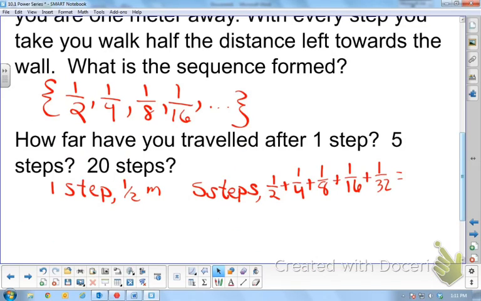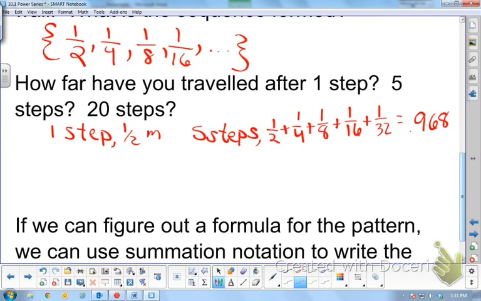Good. So 5 steps, easy enough. What did you guys get for 5 steps? 0.96875. Okay. And then probably no one made it all the way to 20, but someone probably made it pretty far. What did you guys get? I got to 15. You got to 10? Okay, what'd you get for 10? 0.9999023. And then Josh got to 15.